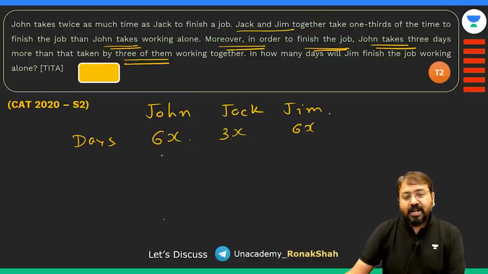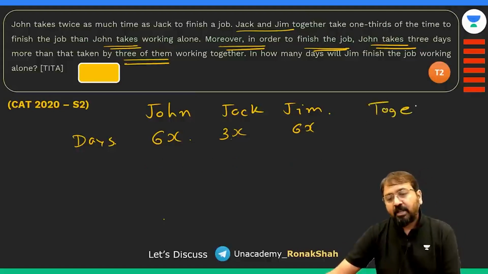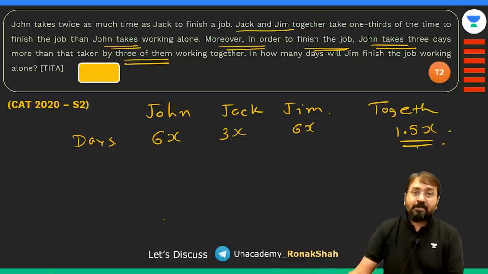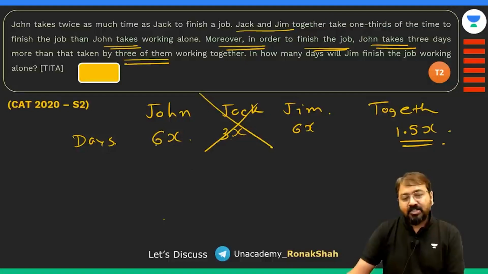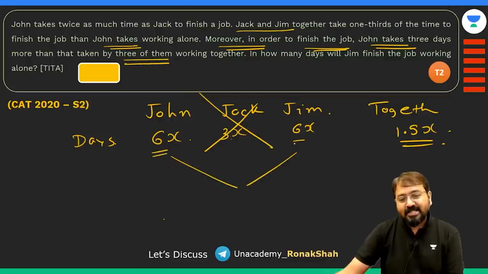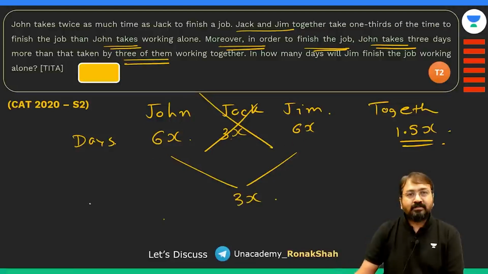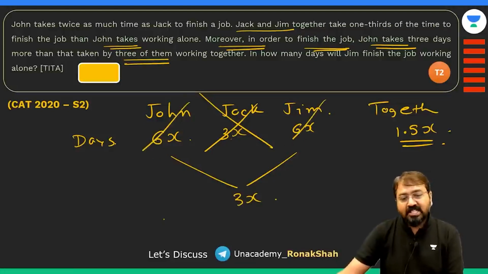Now, if I want to find out in how many days the 3 of them will complete the work, I can straight away say together they'll complete the work in 1.5x days. Now, how 1.5x days? Let's understand. Guys, forget about this Jack for the time being. Just look at John and Jim. Can I say John takes 6x days, Jim takes 6x days. So together they'll be taking 3x days. Yes or no? So combine John and Jim and we can say they are completing the work in 3x days.